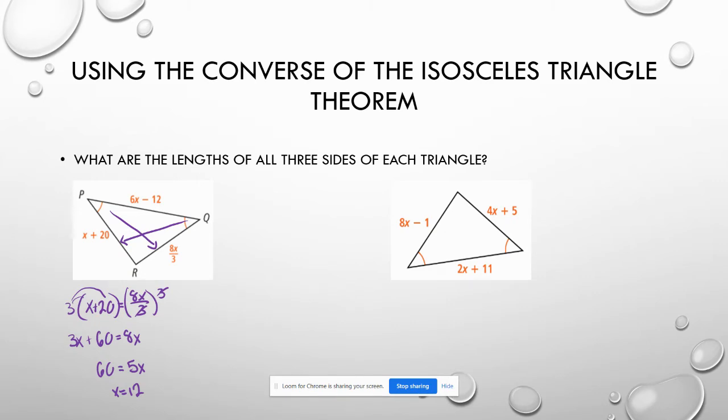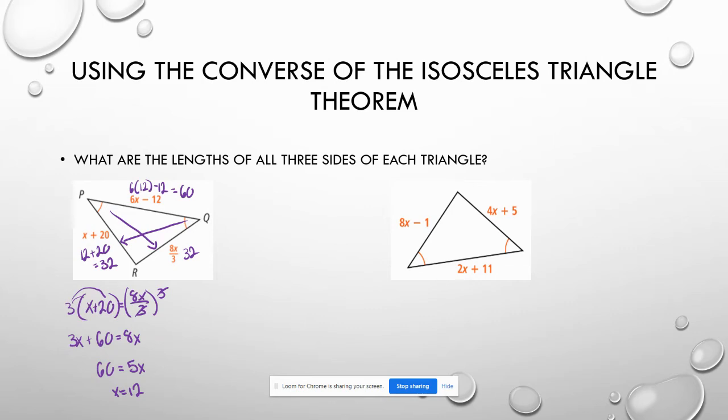So now we know what x is equal to, but we are looking for the length of the sides. So we want to take that and plug it right back in up here. So 12 plus 20 is going to give me 32 for PR. And we could plug in 12 into here, or we could use our knowledge of isosceles triangles and say, well, this has to be equal to this. So this is 32. Next, we have to find the length of this side here too. So we do have to plug in 12, so 6 times 12 minus 12, and that's going to give me 60.